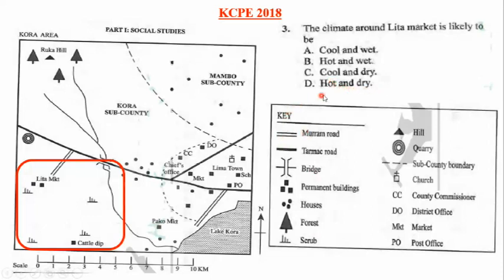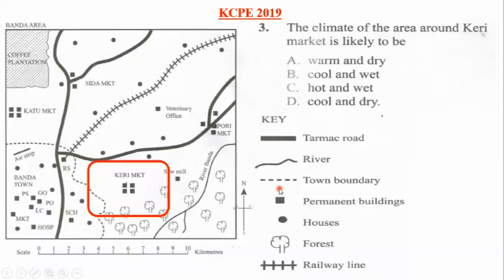Another evidence for hot and dry climate is cattle dip or ranches. When you see ranches, that is hot and dry. If you see cattle dip, there is ranching. So that is hot and dry. The scrub vegetation also is an evidence for hot and dry climate.